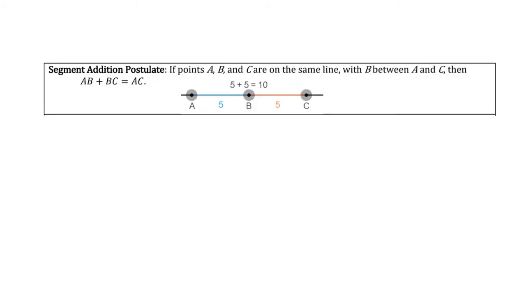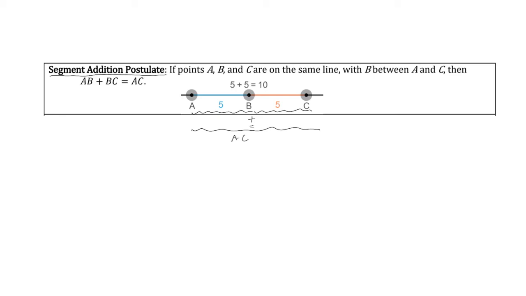All right, the next part of the section is the segment addition postulate. Okay, this one's important. It says if points A, B, and C are on the same line, as we see in this picture, they're all on the same line, with B between A and C, okay, so B is in between them, then AB plus BC equals the full AC, right? Which makes sense. If you cut the full AC into AB and BC, you add them together, they should equal that full AC again.